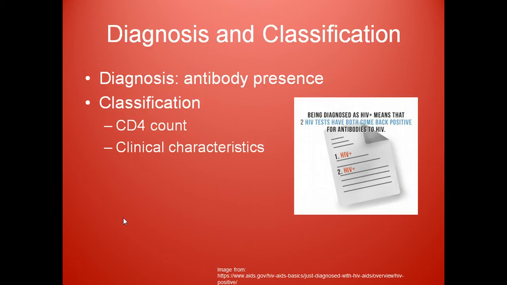So remember that HIV attacks those CD4 cells and destroys them. So as that CD4 count goes lower and lower, the disease has progressed further. And then also clinical characteristics are looked at, a variety of what physically is going on with the person. So there are different ways to classify the severity of the disease.